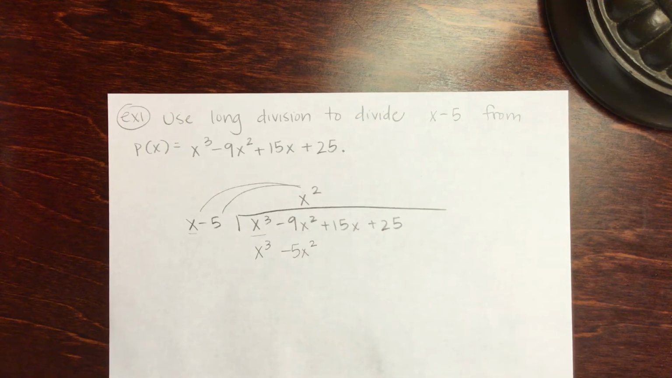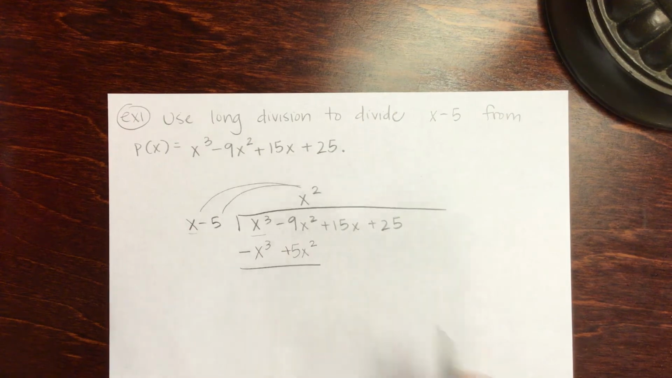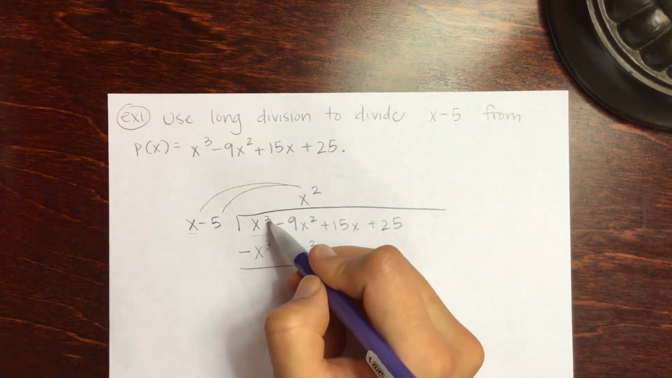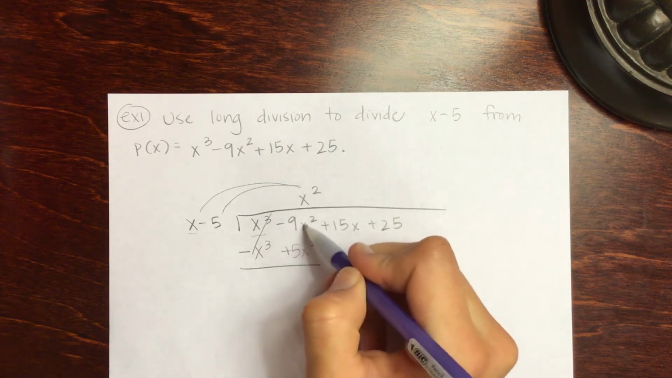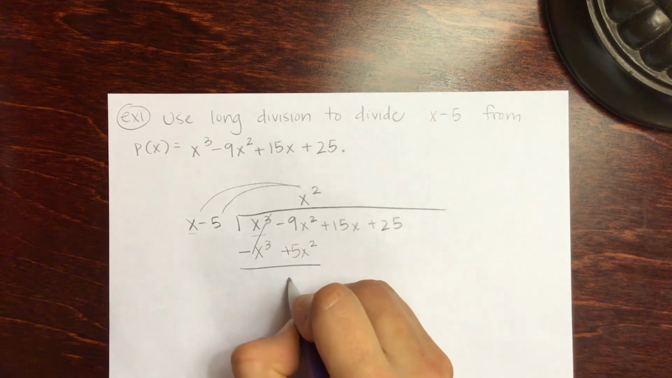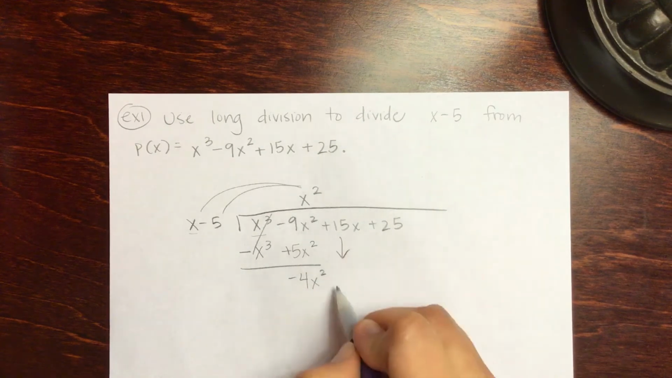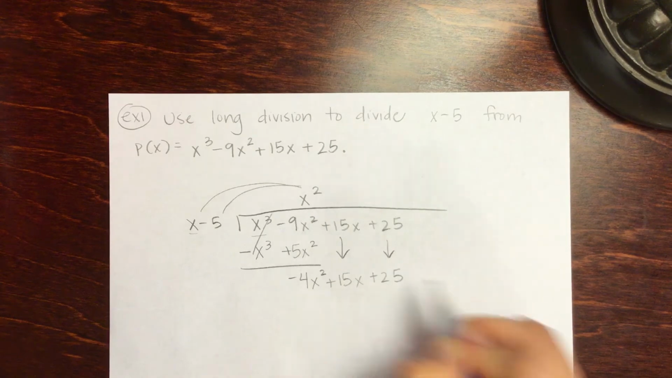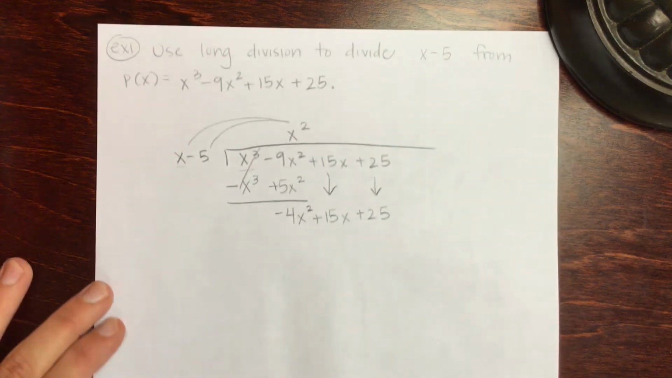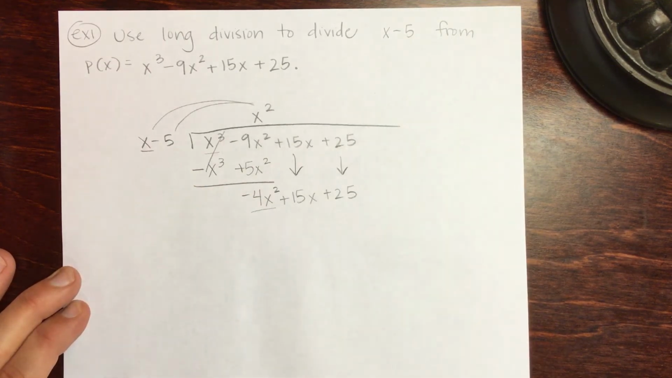And now we're going to subtract. That means change your signs and add straight down. So x cubed minus x cubed, that goes away, which was the whole point. And negative 9x squared plus 5x squared is negative 4x squared. Last step, bring down these unused terms, and we're going to repeat the process. All right, now, x times what would give me negative 4x squared?